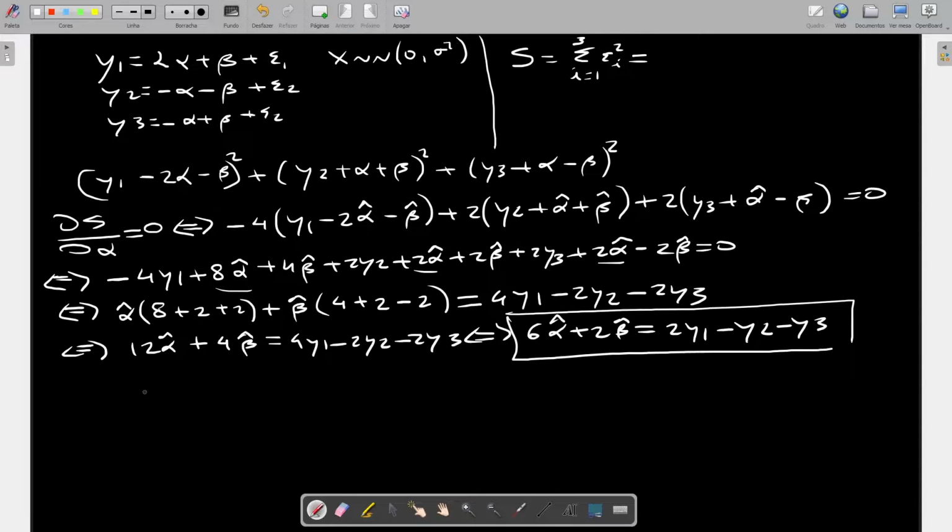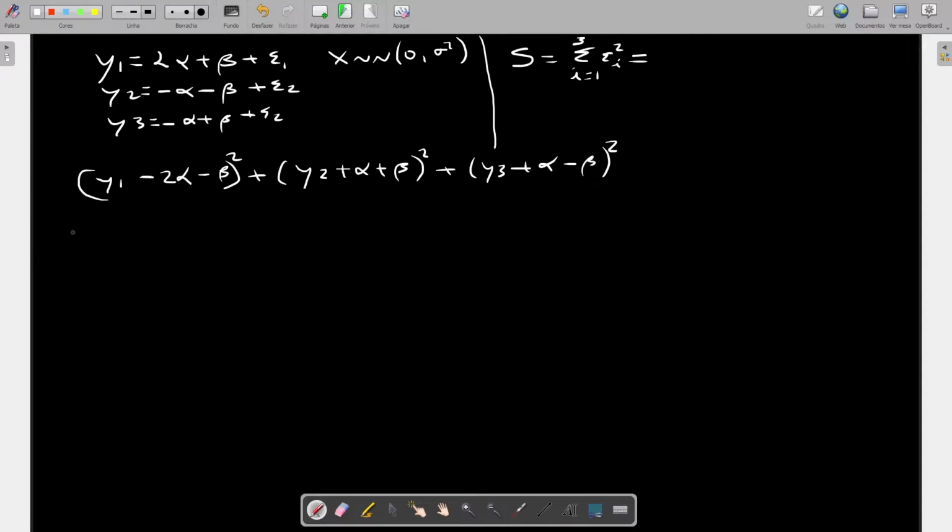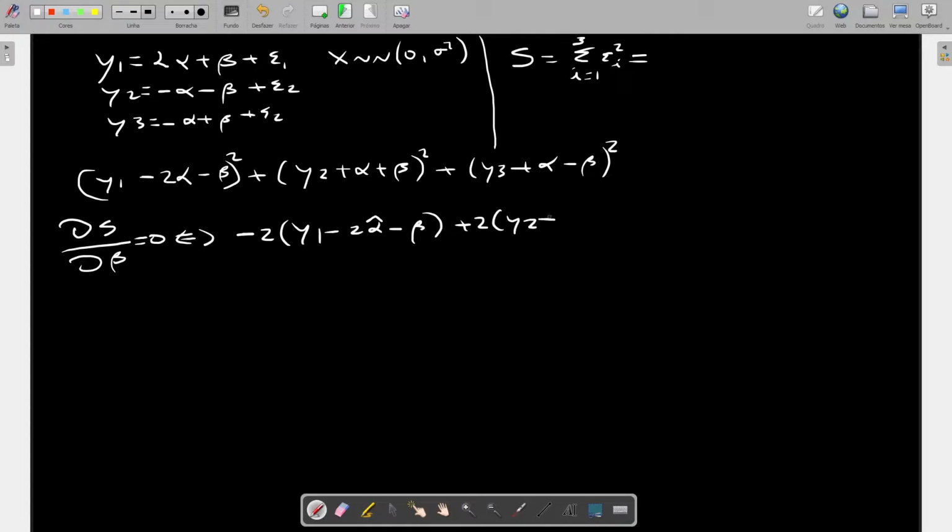Now we are doing the same thing, but for beta. In order to differentiate the sum with respect to beta and set it equal to 0, we're doing the same thing here. Notice this is only 1 here, so it's minus 1, so it's minus 2 y1 minus 2 alpha hat minus beta hat. Remember the little hat there. The second one is positive and 1, so we have plus 2 times y2 plus alpha plus beta.